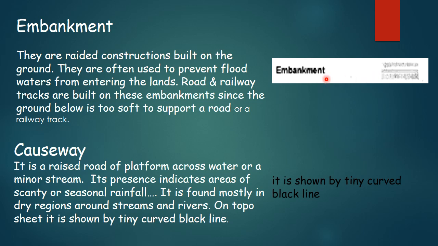Many a times embankment and causeway, that is all written on the topo sheet. The next feature, that is causeway. It is a raised road or platform across water or a minor stream. Its presence indicates areas of scanty or seasonal rainfall. It is found mostly in dry regions around streams and rivers. On topo sheet, generally it is shown by the tiny curved black line. Okay. So we should not get confused among the terms like embankment, causeway, bridges, dams, check dams, and reservoirs.